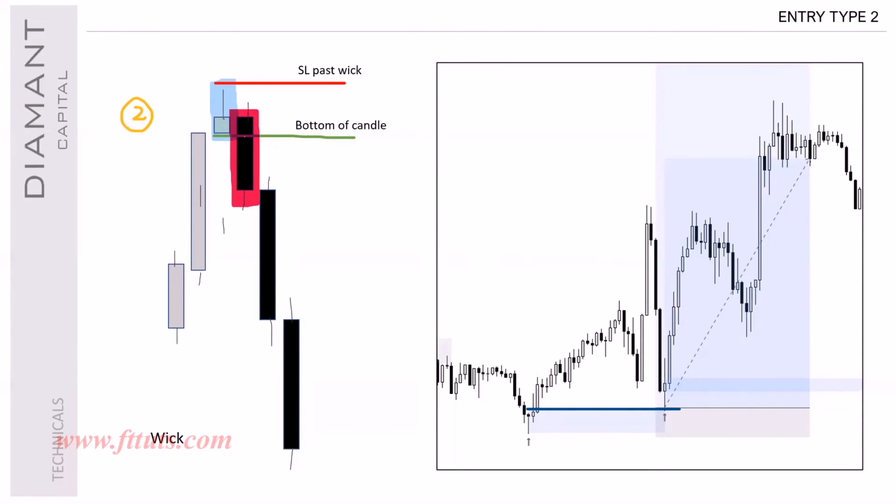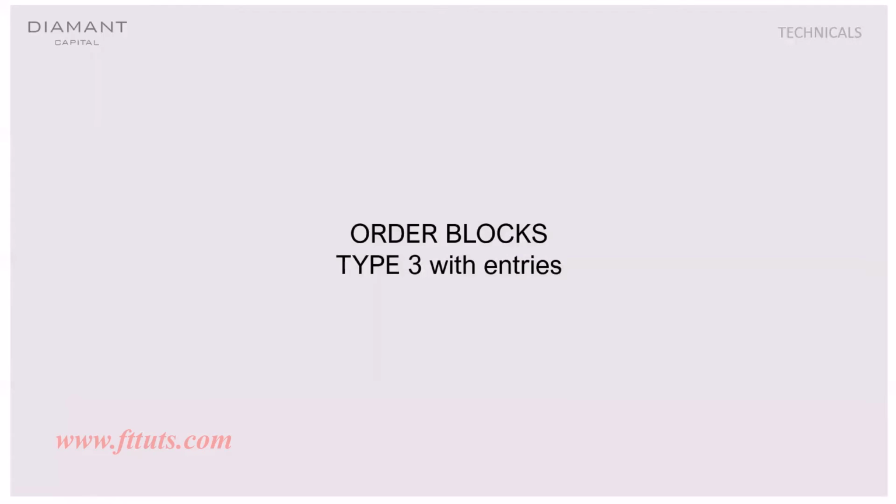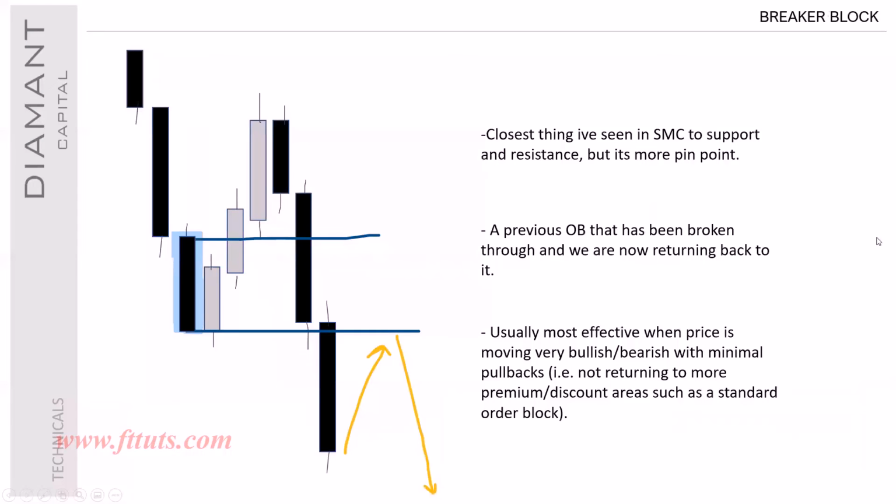This is a screenshot I took from one of the trades sent in my Telegram ages ago, but it just shows and proves to you this is exactly what you see in the market. Order block type 3. This one is what you call a breaker block. Now, personally, it's the closest thing I've seen in smart money concepts to support and resistance, but it's more pinpoint. So what it is, a previous order block that has been broken through.